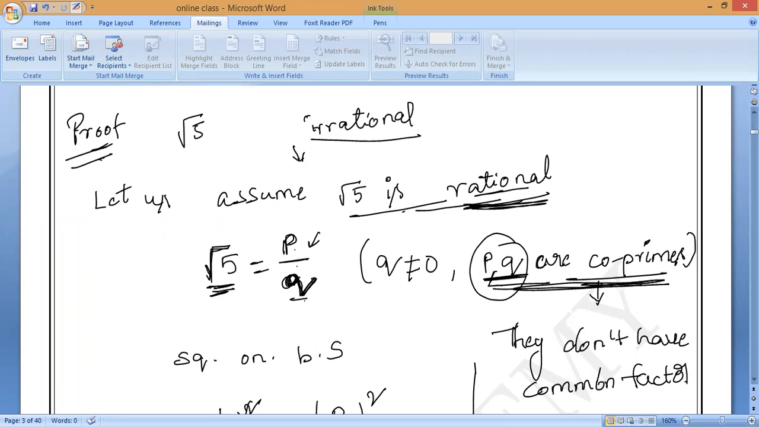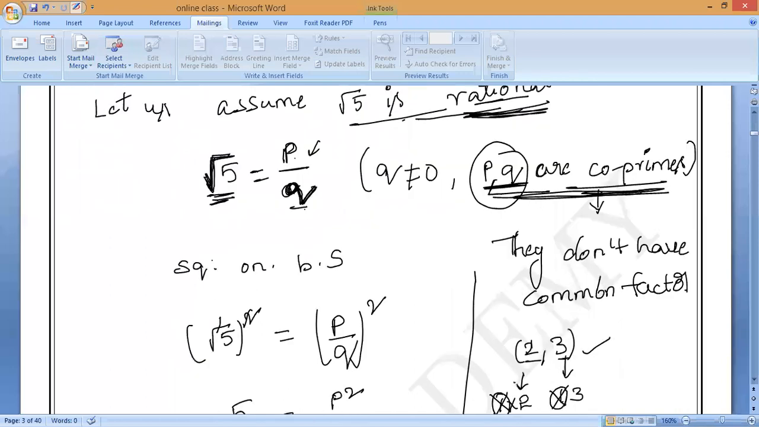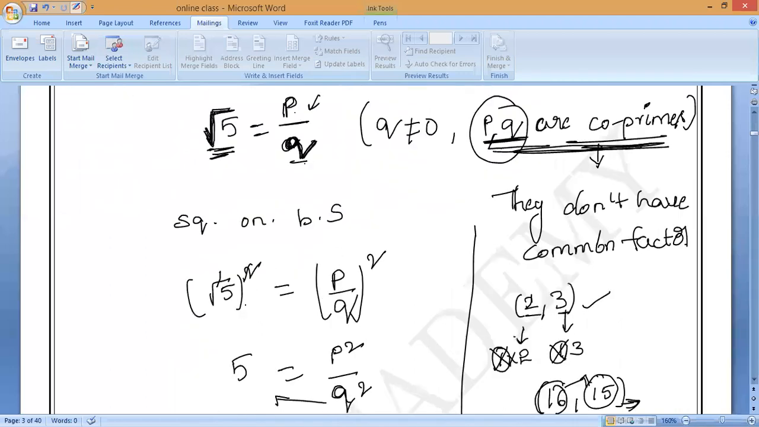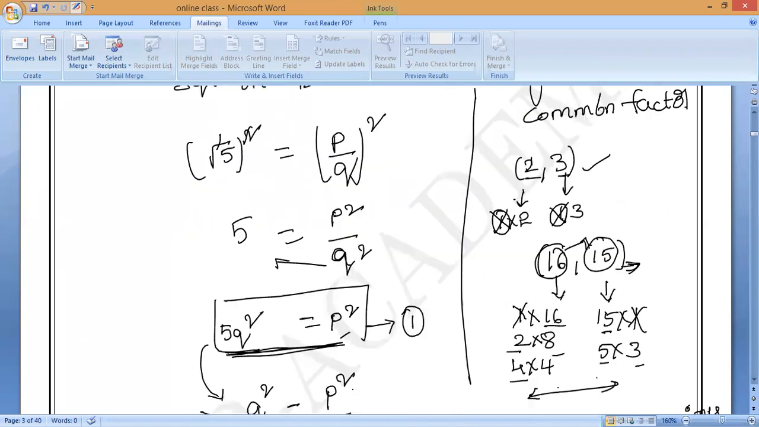Root 5 equal to p by q. Here we want to remove the root. How to remove the root? Squaring on both sides. So the equation becomes 5 equal to the square of p by q. It means p square and q square. 5 equal to p square by q square. Do you understand this one?